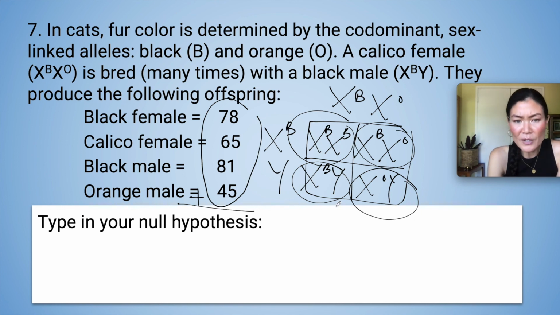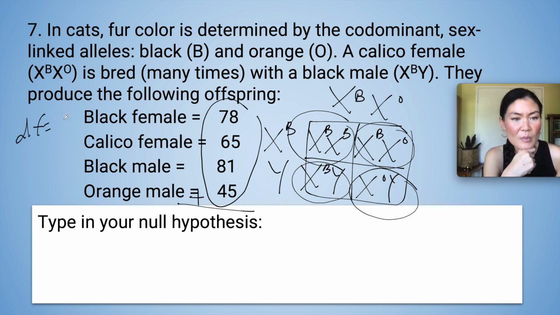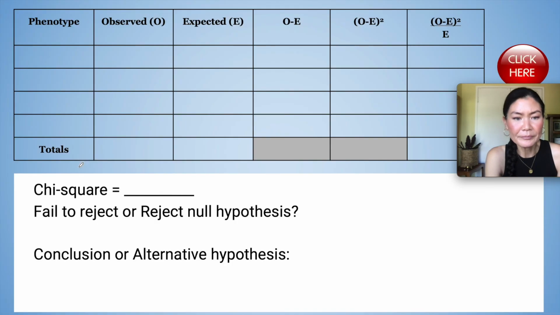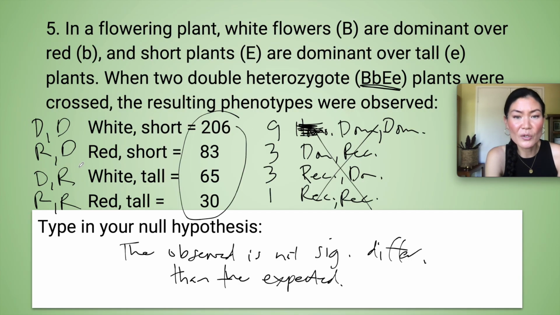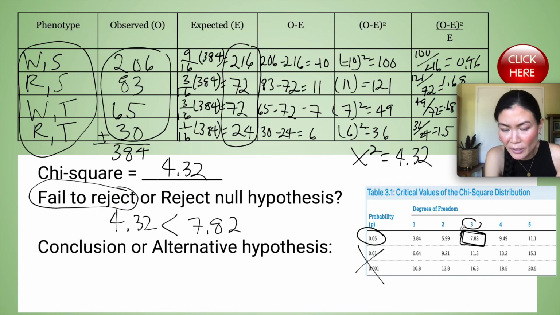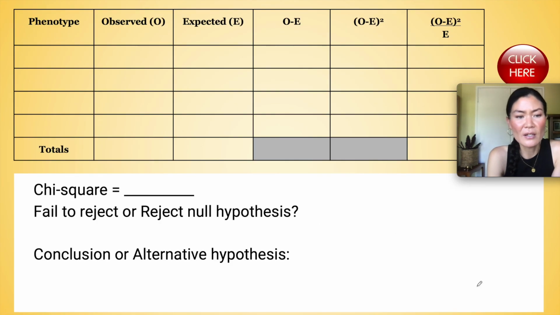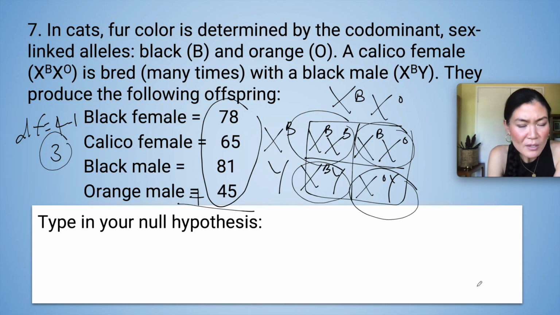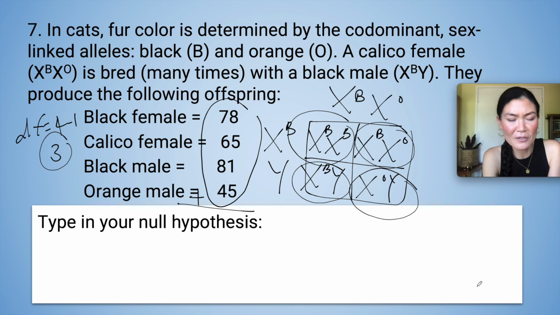But then also don't forget, what would be the degrees of freedom? What would be the DF? The degrees of freedom in this case is gonna be 4 minus 1, which is 3. So when you look at the critical value table, it's gonna be 7.82. I think that's where I'm gonna end this video, because I think you guys can do the worksheet on your own.